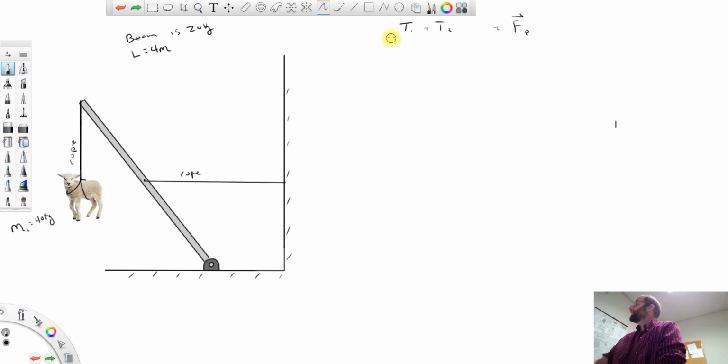What we're going to do, I wrote this up over here. We're going to look for the two tensions. That's referring to this rope and this rope. And this F sub P means the force applied from the pin onto the beam.